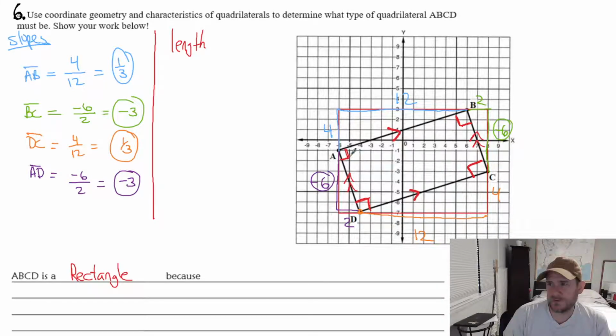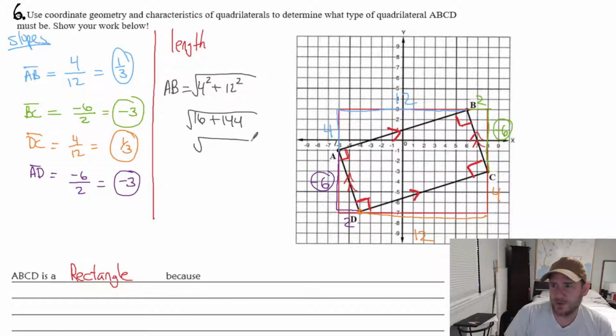So I'm going to just do AD and AB. And as soon as they're different, I can say I'm a rectangle. So let's start with AB. Make sure you use the numbers before you reduced. Don't use 1 and 3. Use the 4 and 12 because those are the actual side lengths of the triangle. So I'm going to go 4 squared plus 12 squared. That's going to be 16 plus 144. That's going to be the square root of 160.